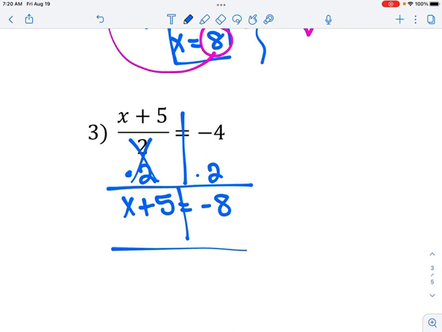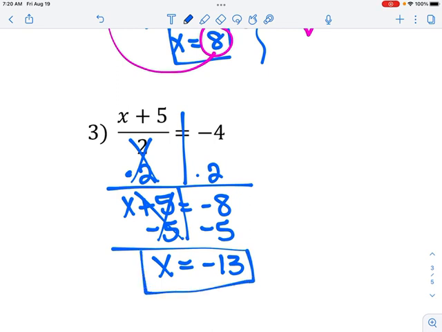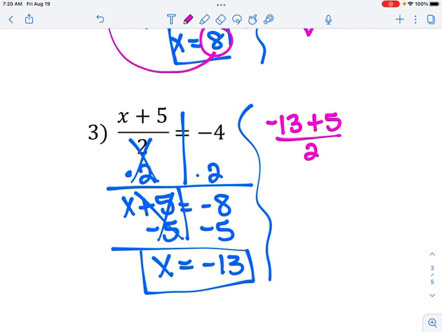Then I look and I have x plus 5. So to undo that, I am going to minus 5. So that's going to give me x equals negative 13. All right, so now let's check it. So to check it, we're going to plug the negative 13 in for x. And now we work that out.